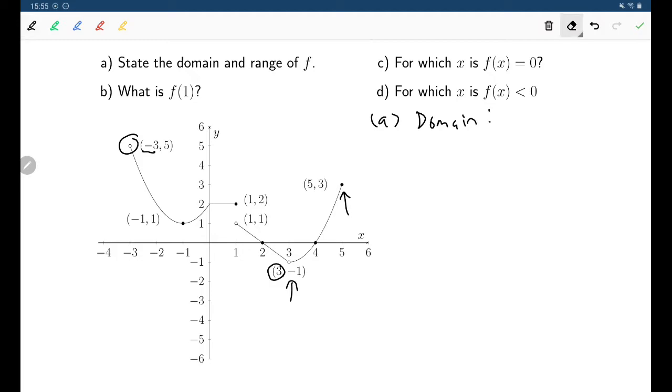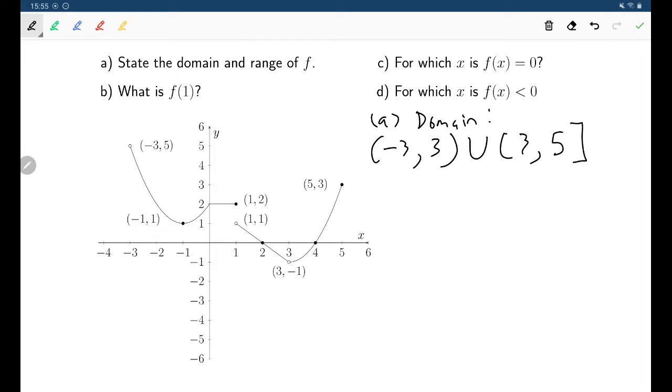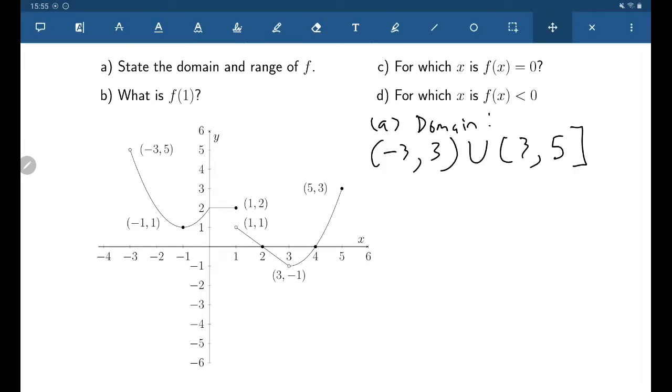So if I'm trying to say what my domain is, and if I wanted to write that in interval notation, I'd say for my domain, it's everybody from -3, not including it, up to +3, not including it either, together with everybody between 3 and 5, not including the 3. However, I do want to include the 5. So for this function, my domain is everybody between -3 and 3, and also everybody between 3 and 5, including the 5.